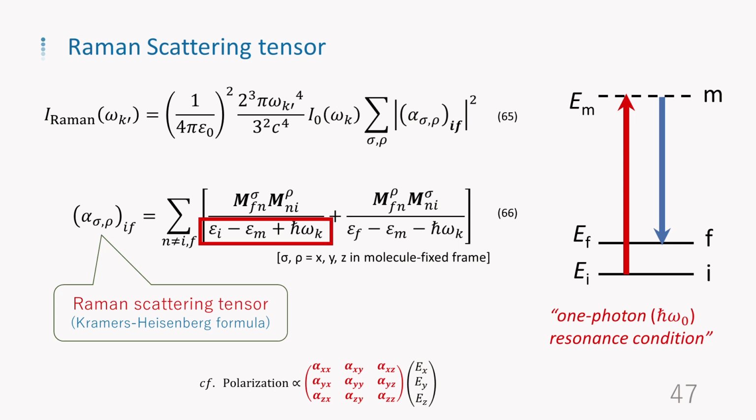And rho and sigma correspond to xyz, xyz. Totally 3 by 3, it explains 9 components. Actually, not independent, but 9 components. So this is the same form as the polarizability tensor. So this is the form of the Raman scattering tensor. This is another way of writing the Raman scattering intensity.